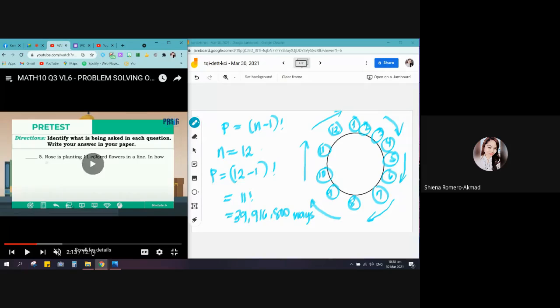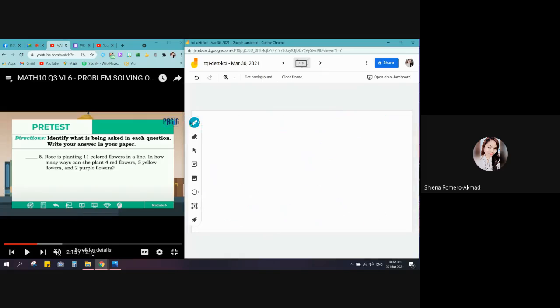Rose is planting 11 colored flowers. 4 of those flowers are red, 5 are yellow, 2 are purple. So, alin kaya yung formula na gagamitin natin for this? We use what formula?